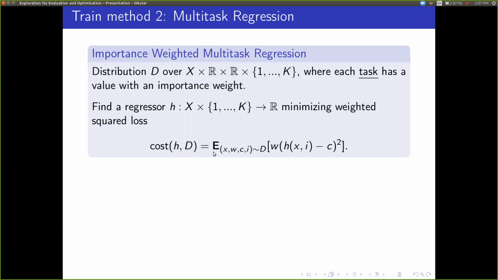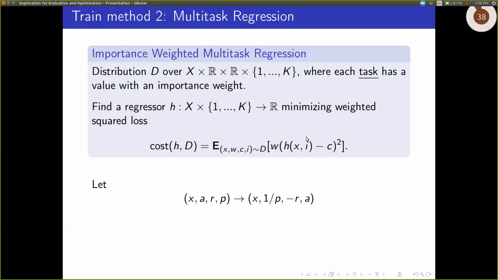And now, is W a constant? W is something which is drawn for each event. So the idea is that you're doing regression, you're trying to predict the cost, but there's an importance weight, and there are multiple tasks where the task is what that I is indicating, right? So a different task for each action, essentially.